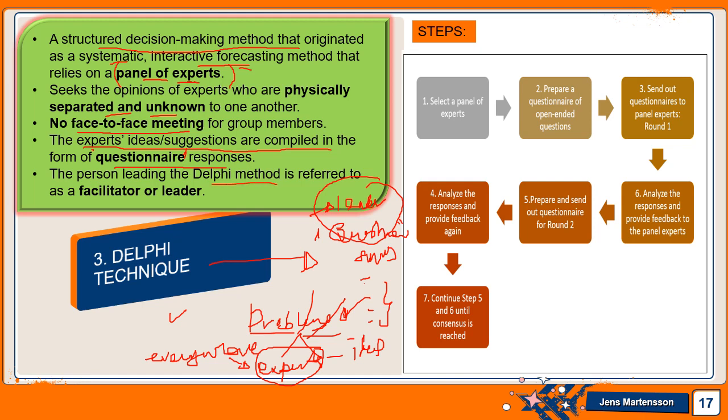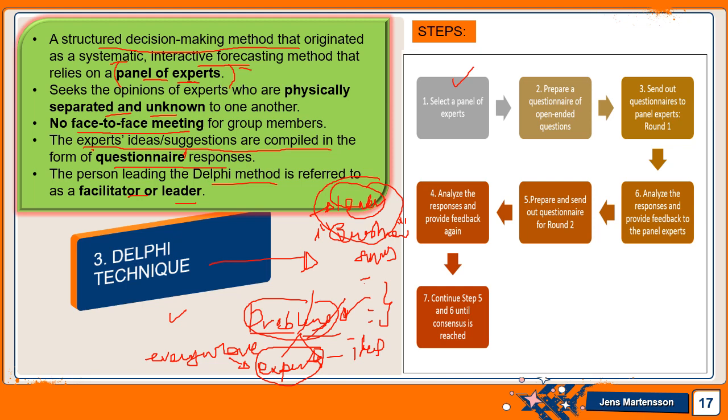So the person leading the Delphi method is referred to as the facilitator or the leader. So how to make a decision? This leader will make a decision on how to solve this problem by analysing the responses on the questionnaires returned by the experts tadi. So bila dah questionnaire ni dihantar melalui email ke WhatsApp or using any technology to these experts everywhere in the world, these experts will provide their answers and responses on the questionnaire and they will send back to the leader. So the leader will analyse the questionnaires and try to make decisions based on the responses given on the questionnaires. So these are the steps involved in the Delphi technique.